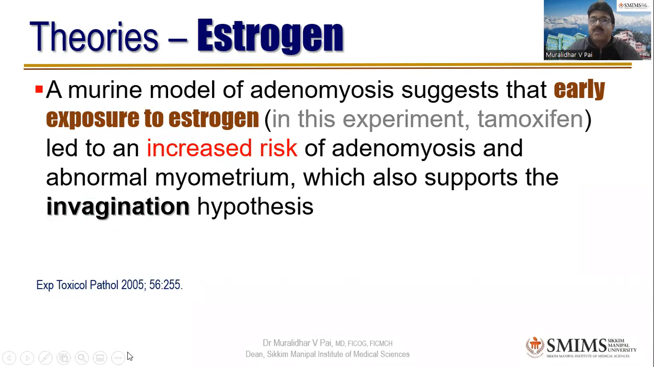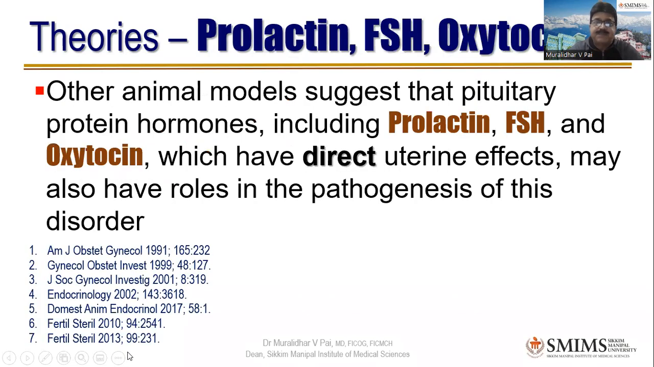Finally, we can say that a murine model of adenomyosis suggests that early exposure to estrogen, which is exactly what we saw in epidemiology in the younger ladies, and in the ladies who had early menarche and for a long time, led to an increased risk of adenomyosis and abnormal myometrium, which also supports the invagination hypothesis. So it is estrogen, estrogen, and estrogen which is the common factor behind endometriosis, fibroid uterus, and adenomyosis. In addition, adenomyotic tissues can produce their own estrogen through the aromatase enzymes that are present there.